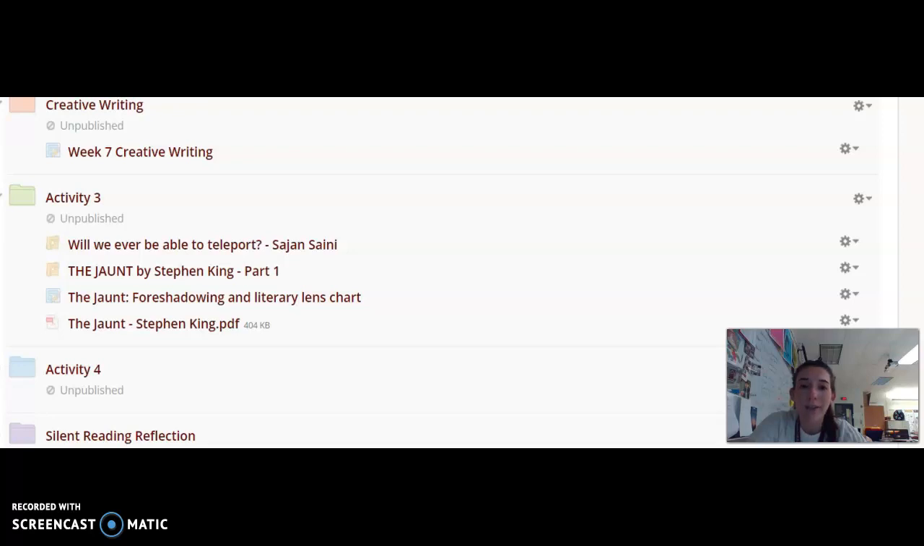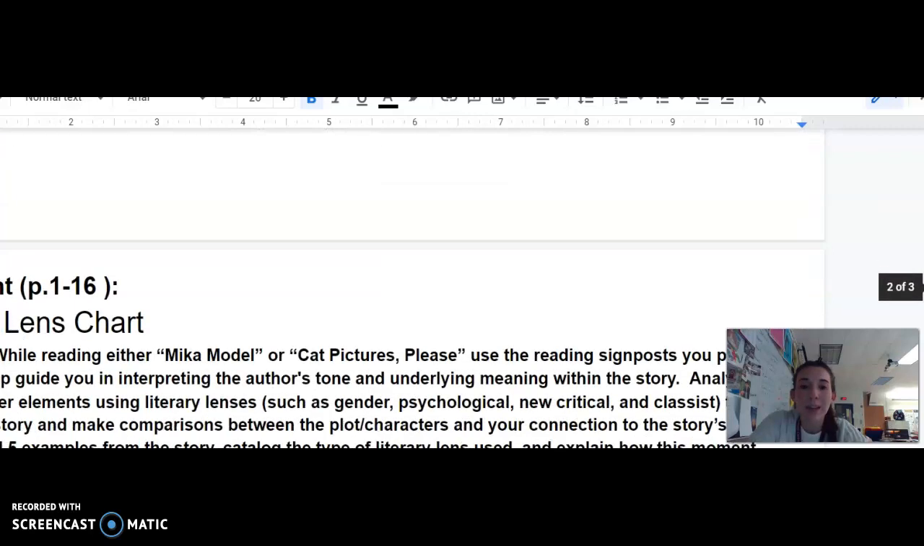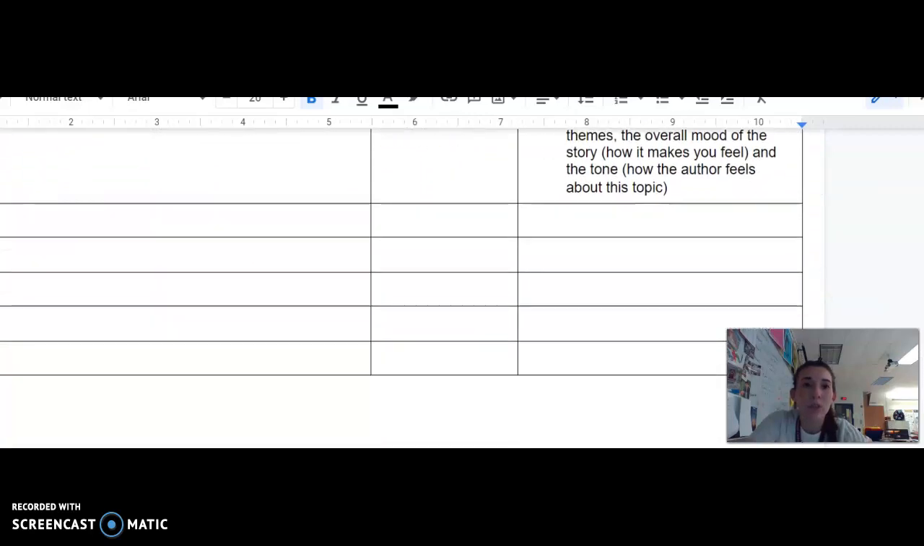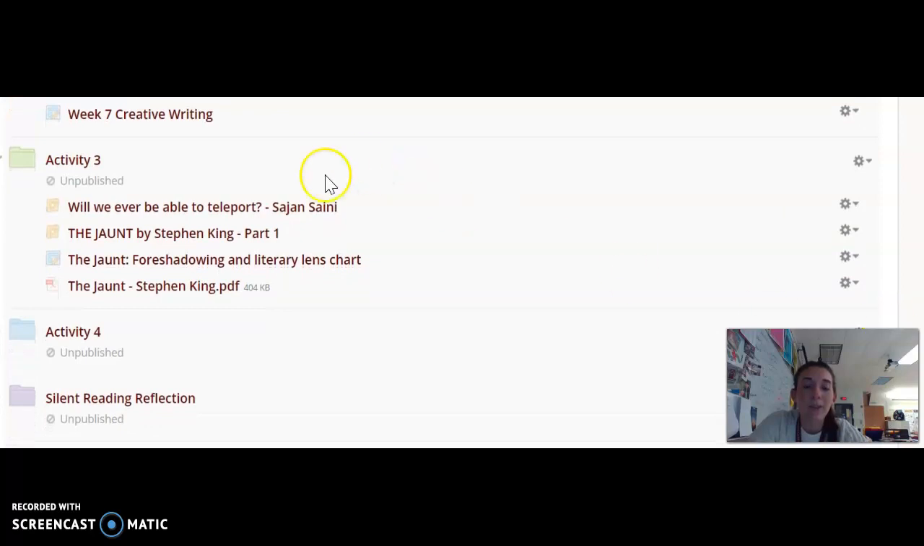And then we have a similar worksheet with The Jaunt with foreshadowing and literary lenses. So just like the other one, we are looking for 5 examples of foreshadowing and 5 examples of literary lenses for The Jaunt. We also have the PDF for The Jaunt in case you like to read while listening to the Edpuzzle.